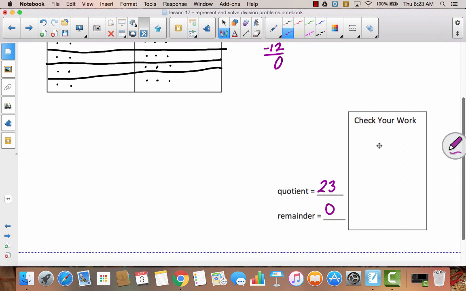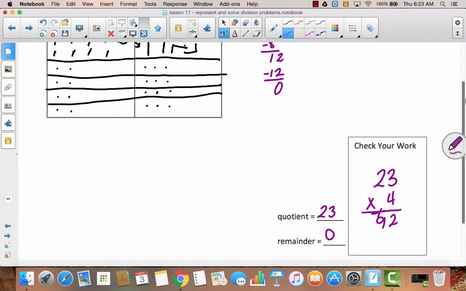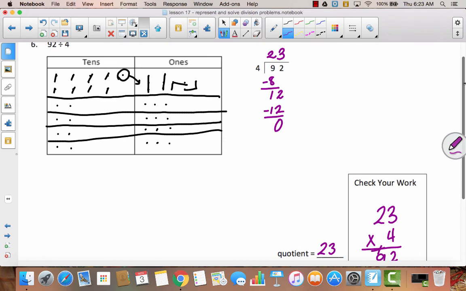To check my work, I take my quotient, which is my answer, and I was dividing by 4, so to check, I'm going to multiply by 4. 3 times 4 is 12, and 2 times 4 is 8, plus 1 is 9. That gives me a total of 92, and when I look back here, that was my total here too.